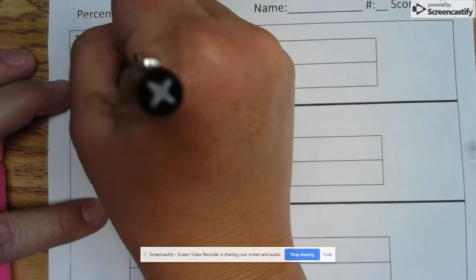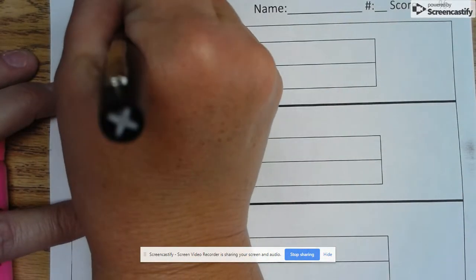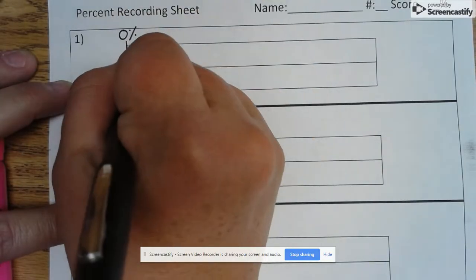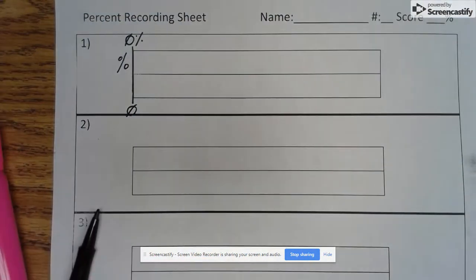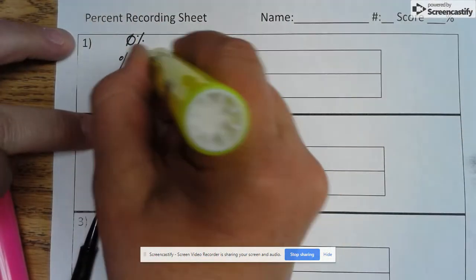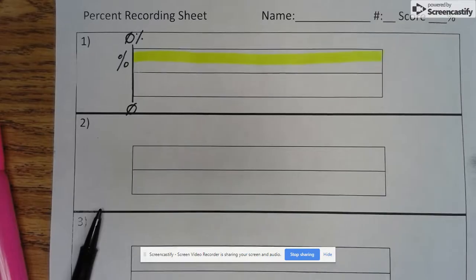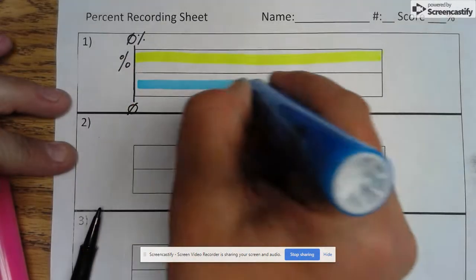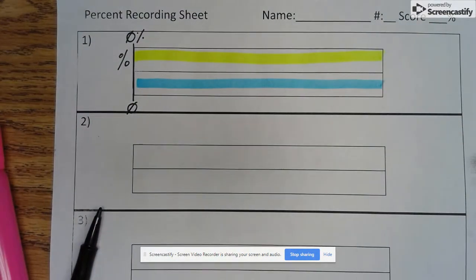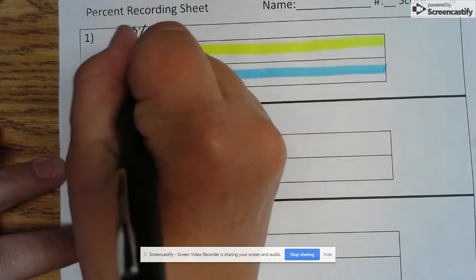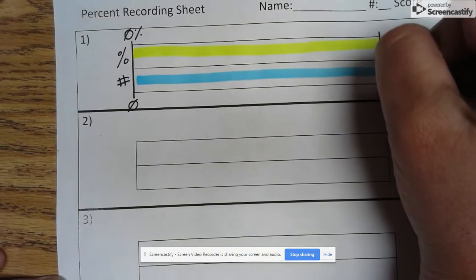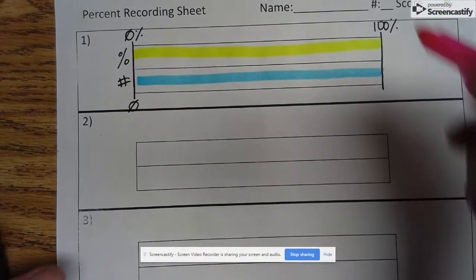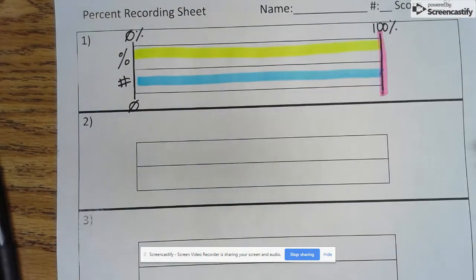So looking at our first bar model, we have 0% is 0. So this top bar model represents percent, and the bottom represents the part. So these are going to be the numbers. So percent and numbers. On the far right side, this is going to be our 100% or our whole amount. So that is represented by the pink.